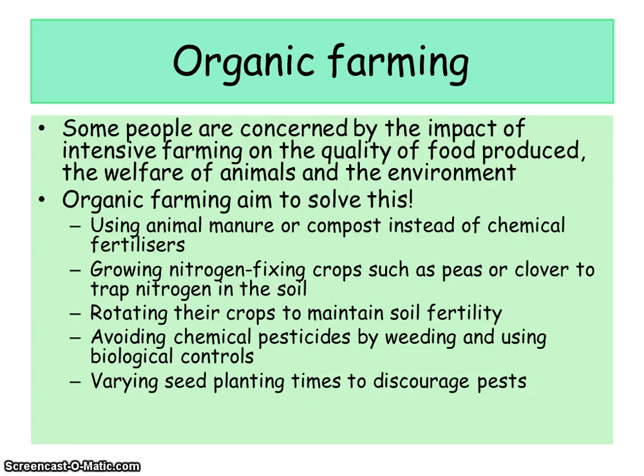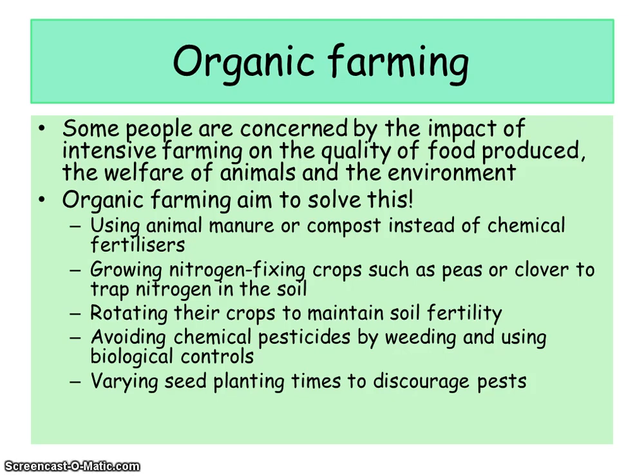So organic farming also can help with growing nitrogen fixing crops such as peas or clover to trap the nitrogen in the soil. So that is a good use of organic farming. Like I said, rotating crops is another one. No chemical pesticides. Varying your seed planting times as well to discourage pests is another one.